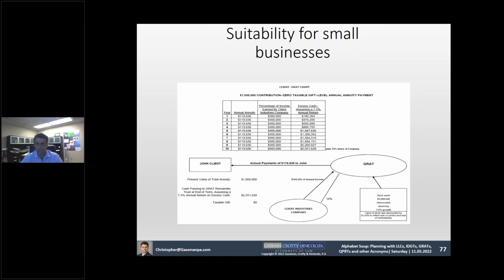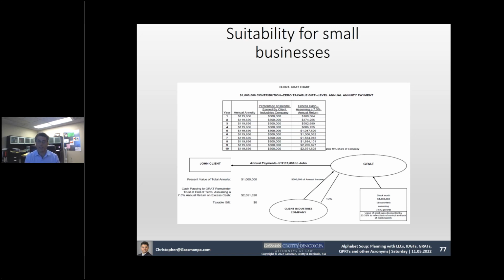And you'll see here on the next slide how the math worked. $300,000 a year of income, less $120,000, and then the excess cash growing at 7.5%. At the end of the term, 10% of the company plus over $2.5 million were in the trust, and the client did not use any gifting exclusion when they did this.